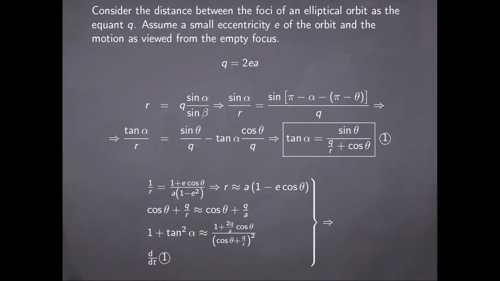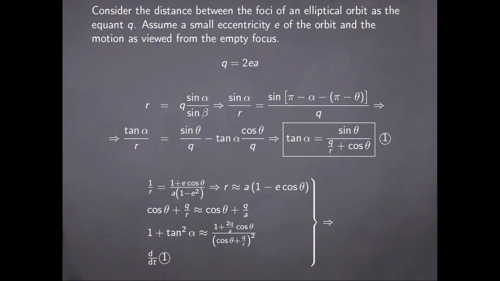If you make a quick drawing, you'd have a situation like this. Here is the origin. Our particle is somewhere here, and this is going to be the radius vector. This is the angle theta, and then if the empty focus is over here, then this is going to be the angle alpha. This is beta, and the distance over here is the equant q.